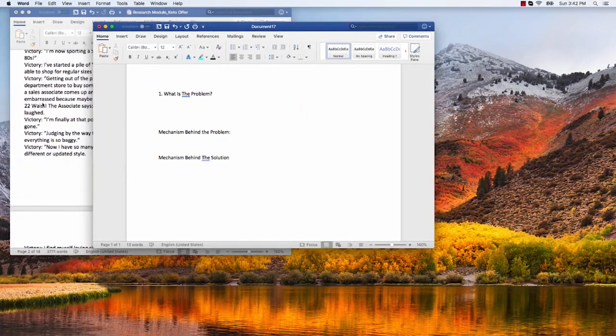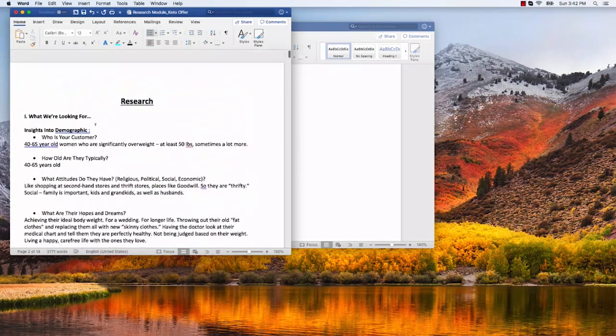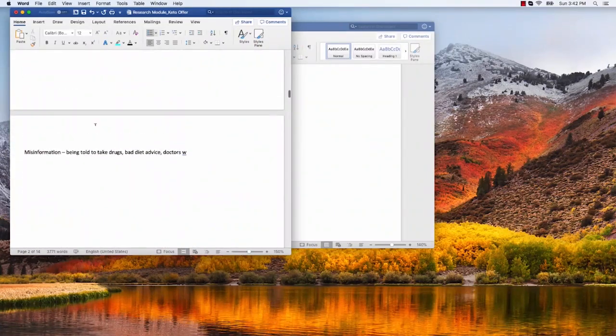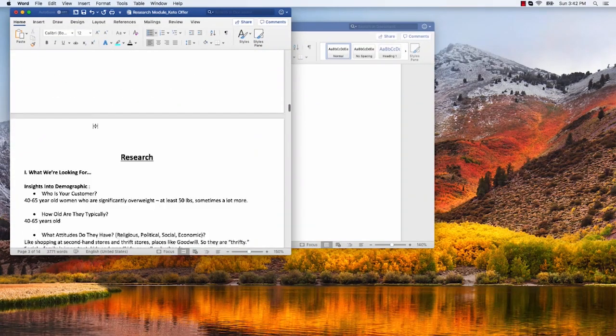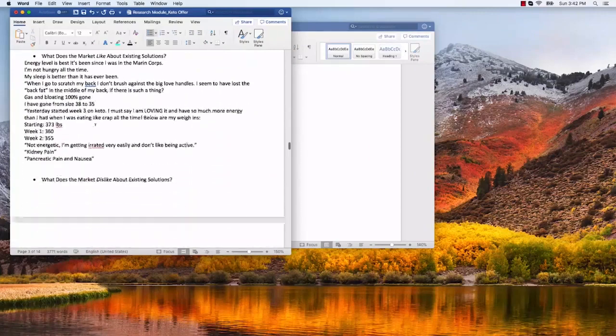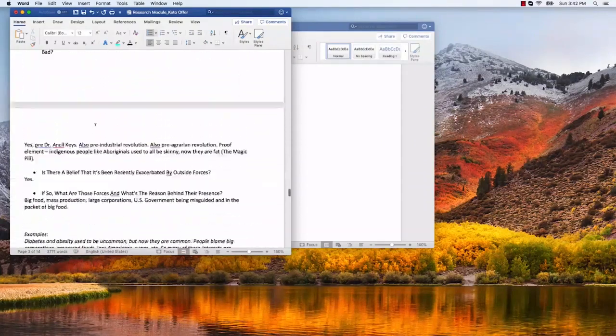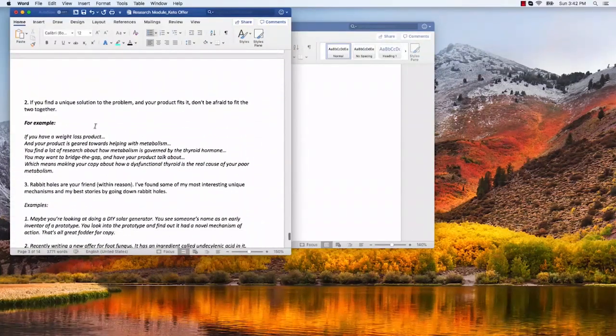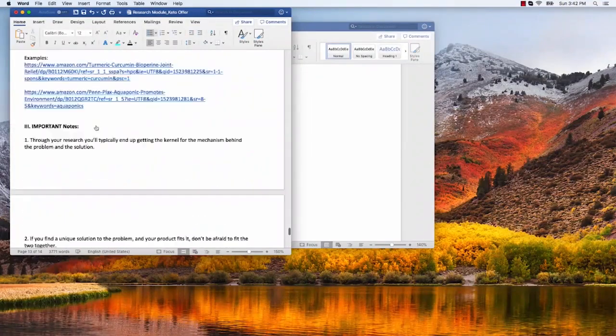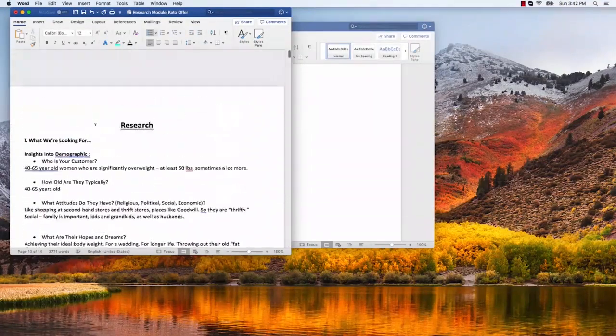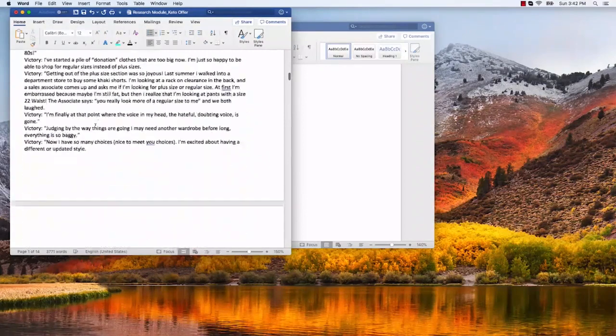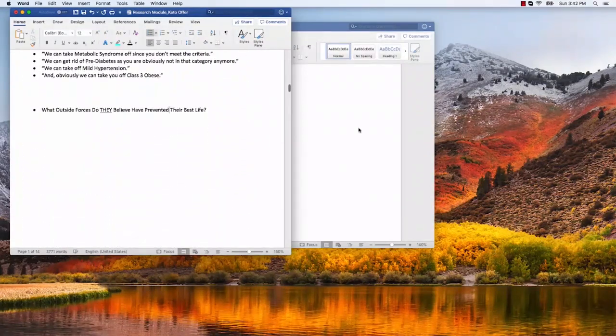I finished the research module yesterday, and we went through that. Now we're going to work on the mechanism component. I'll be honest with you, I don't entirely have my mechanism yet. A lot of times you'll get it from the research, and there are components and ideas I have. So I'm going to do this in real time.